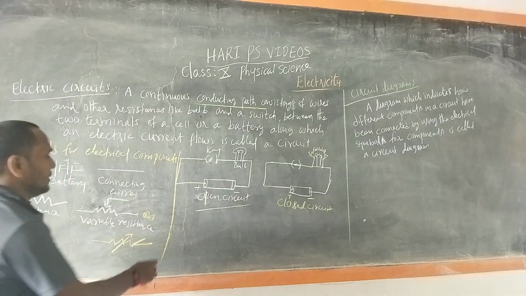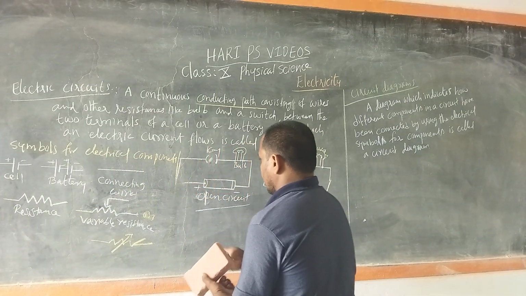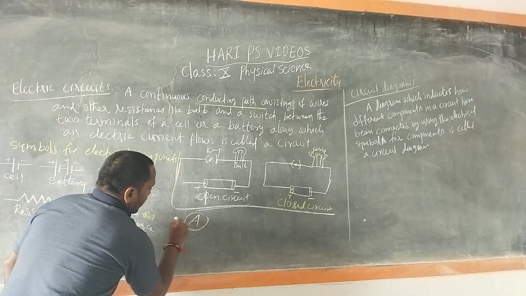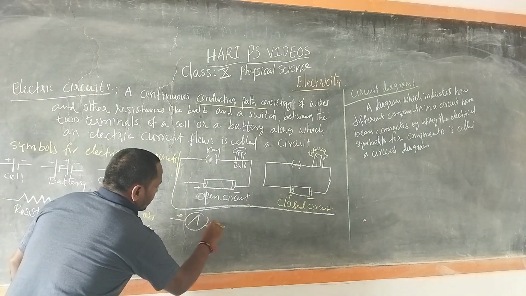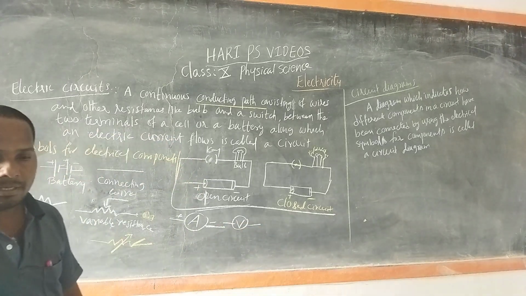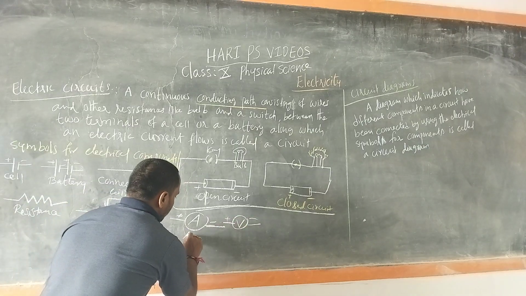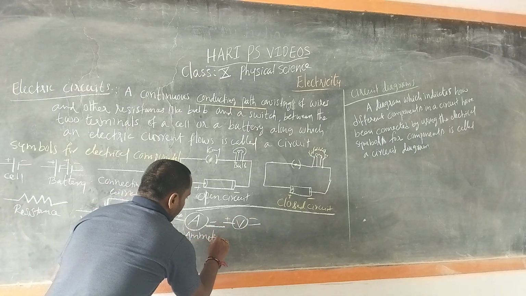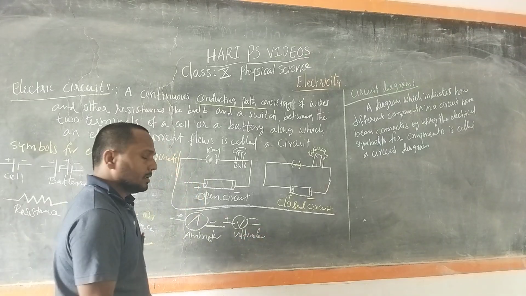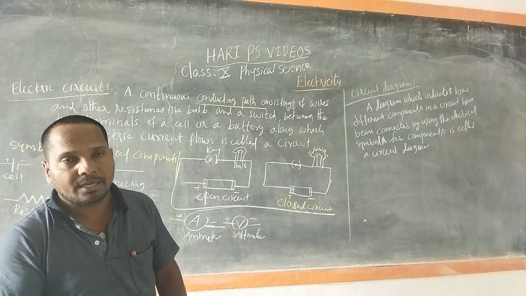Variable resistance. Then ammeter, voltmeter, ammeter, voltmeter, plus minus, ammeter, voltmeter. Then we have one more device used to detect the electric current.